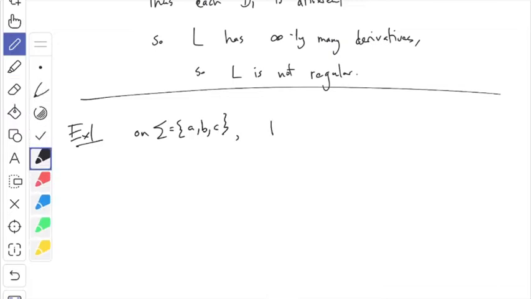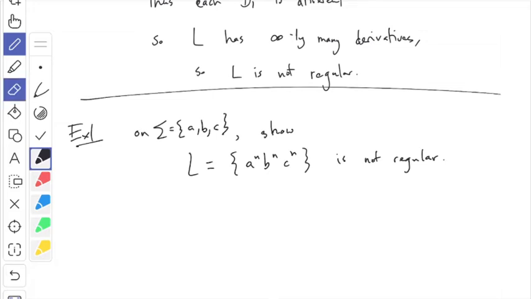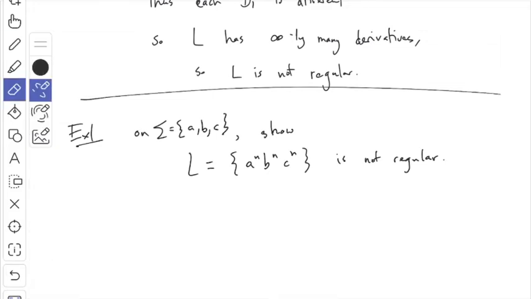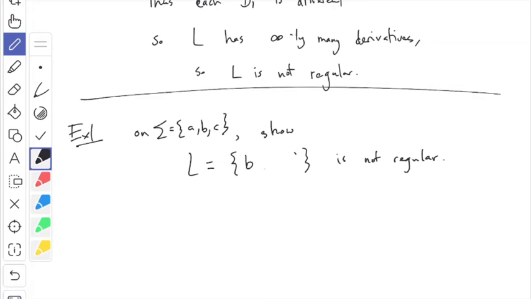Let's show that this language, A to the n, B to the n, C to the n, also is not regular. Actually, let's make it slightly more interesting. The proof is almost exactly the same as what I just wrote. So maybe just for fun, let's write B to the n, A to the n, C to the n. I put it in a slightly different order, all right?